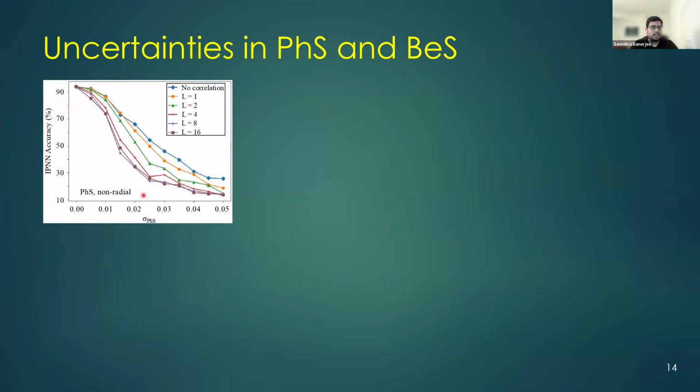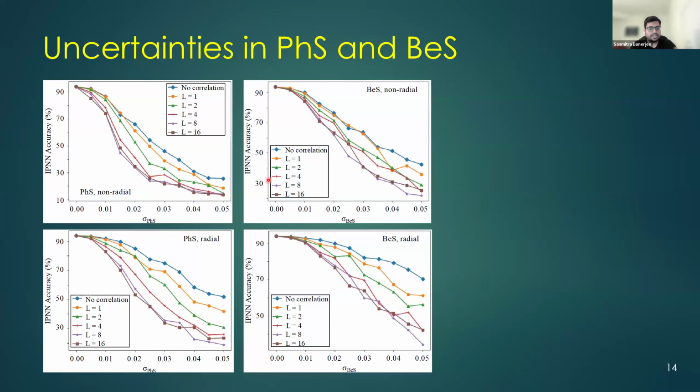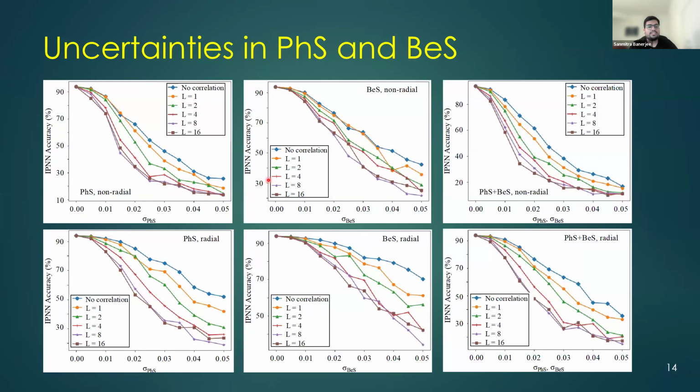This is for phase shift uncertainties in phase shifters with non-radial variations. We have a radial version of that. We also have beam splitter, non-radial and radial. We also have both phase shifters and beam splitters, non-radial and radial. This is a bit of a busy slide. I know there are too many charts here, so let's just go over the main takeaways.